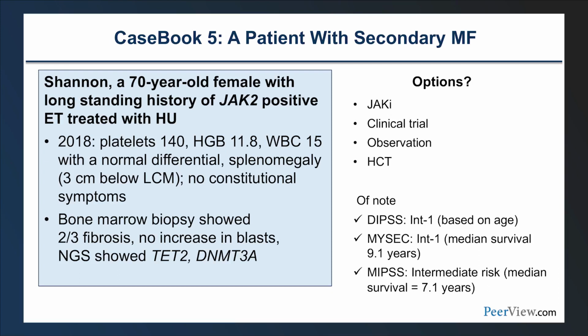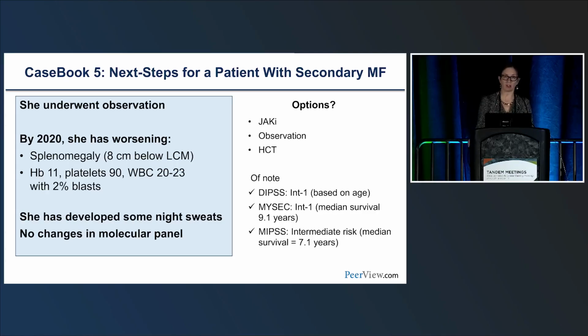Okay. And of note, just so you look at the difference in the scoring system for this patient, I did include the DIPSS, the MISEC, and the MIPS 70 score. So this patient decided to undergo observation, and by 2020, she had worsening symptoms. She had splenomegaly that was 8 centimeters below the left costal margin. Her hemoglobin was 11, platelet count was 90. White blood cell count was 20 to 23 with 2% blasts. She's developed some night sweats. No changes in her molecular panel, and remember, at this point, she's 72.